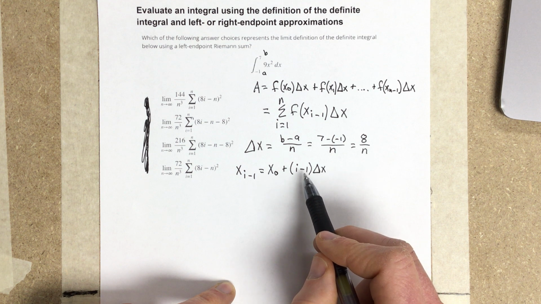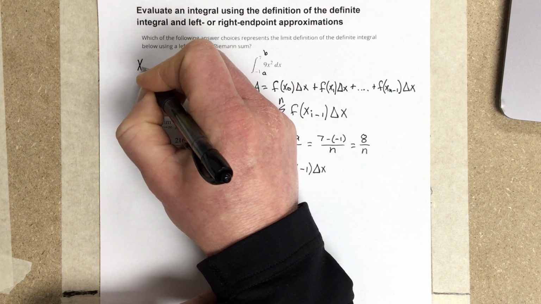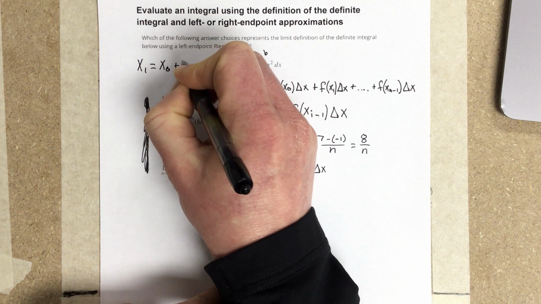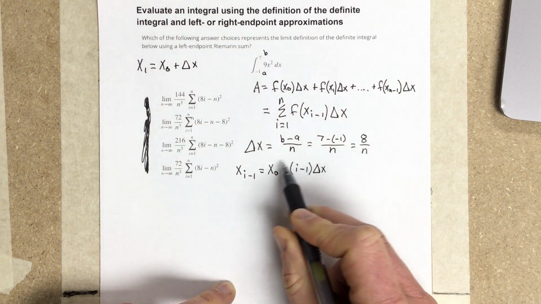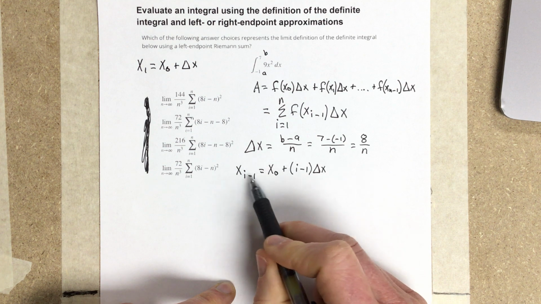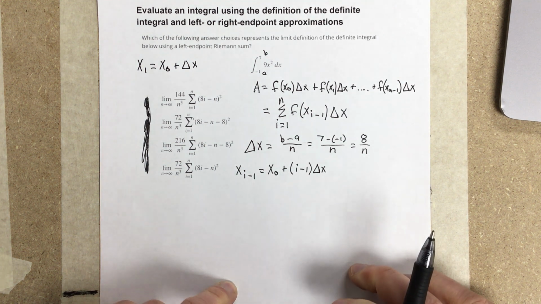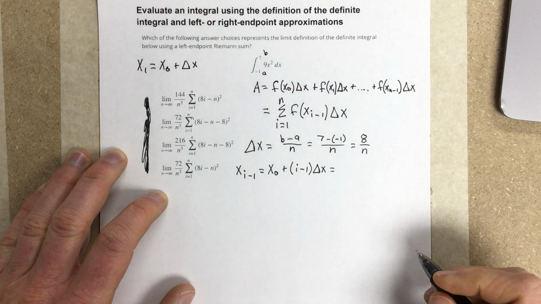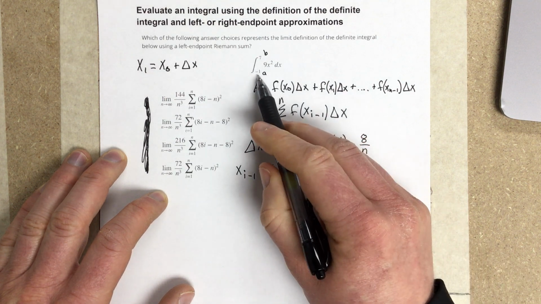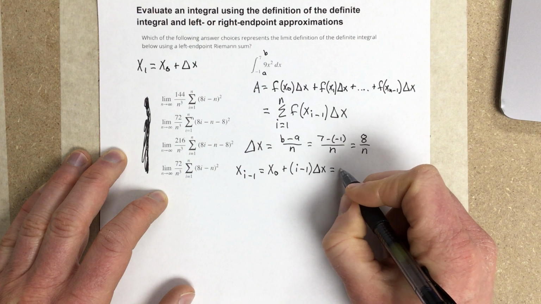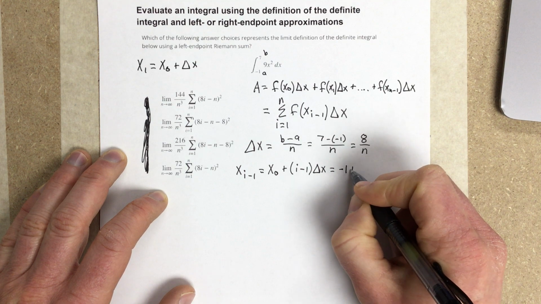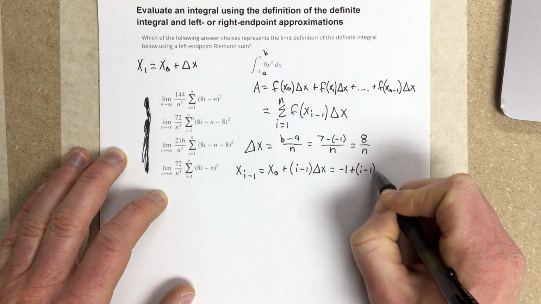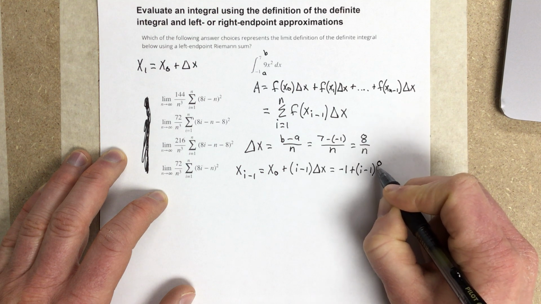Well, that is what x1 is equal to. If you remember from our previous sections, x1 was always equal to x sub 0 plus change of x. So this just is an expression representing what x sub i minus 1 is equal to. Well, we can use this expression then and say that that is really equal to x sub 0, which in our case is negative 1 because that's our lower bound. So that's negative 1 plus i minus 1, and we know what change of x is, that's 8 over n.